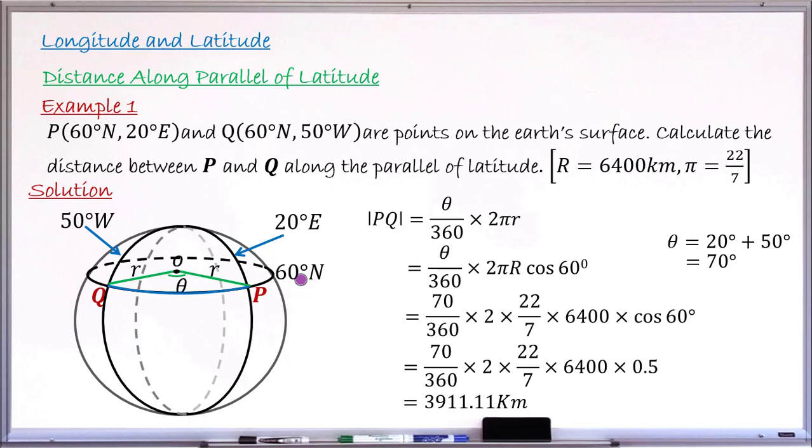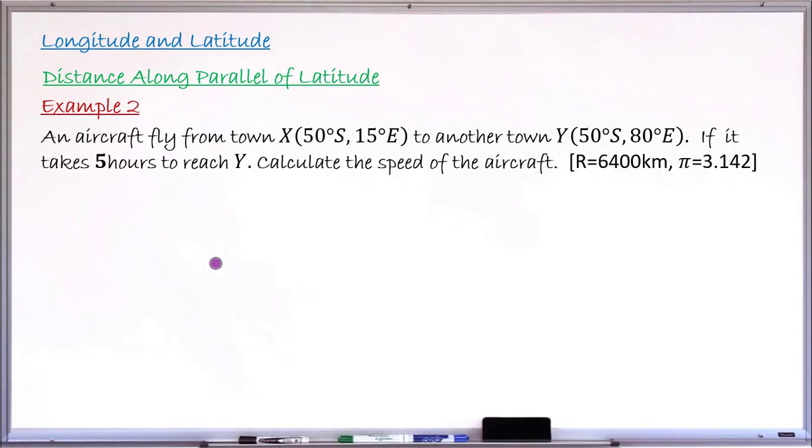So let me take one more example. Example number 2 says an aircraft flies from town X, which is on the location 50 south and 15 east, to another town Y, which is on 50 south and 80 east. If it takes 5 hours to get from X to Y, calculate the speed of the aircraft. You have to take the radius of the Earth as 6,400 kilometers and pi as 3.142.